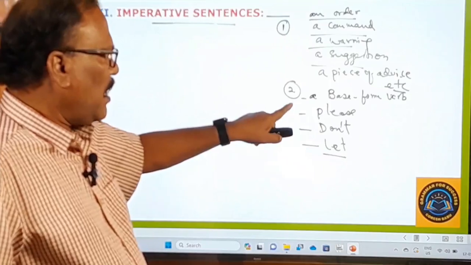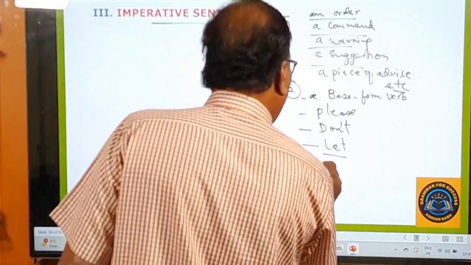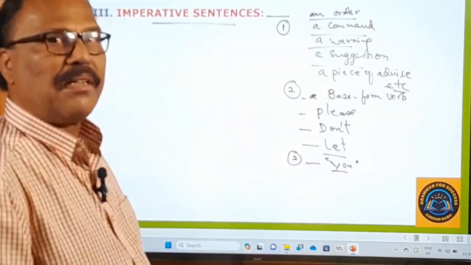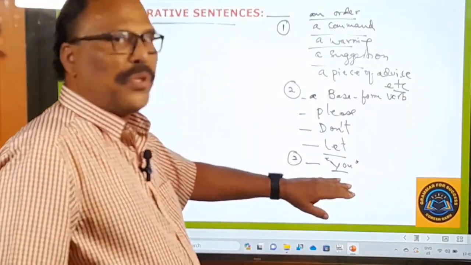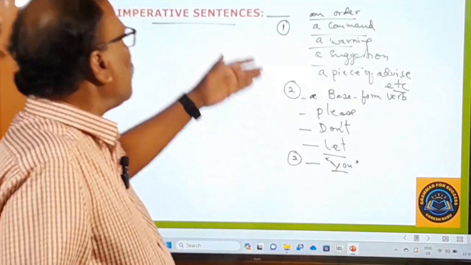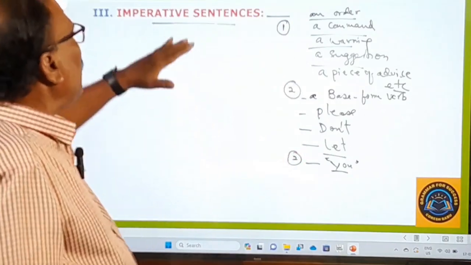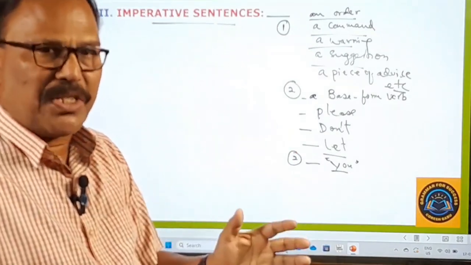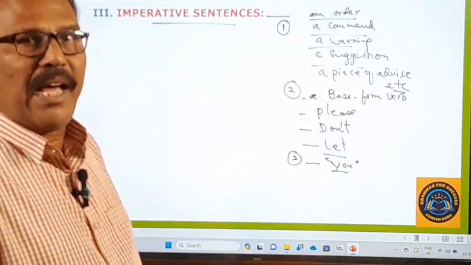This is the first feature, this is the second feature, and the third feature of these imperative sentences is that in these sentences, you, the second person, is generally implied or understood. That means even if there is no you, the second person, it is understood there. In this way, these are the three features of these imperative sentences. Keep these three features in your mind. And now let us see how to change them into indirect speech from the direct speech, and what rules we have to follow while changing these imperative sentences into indirect speech.